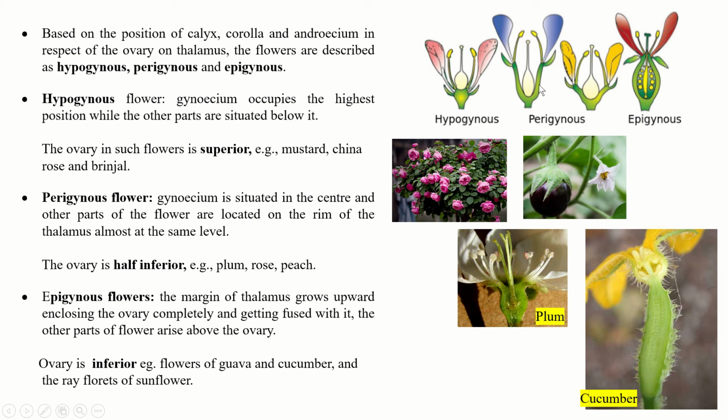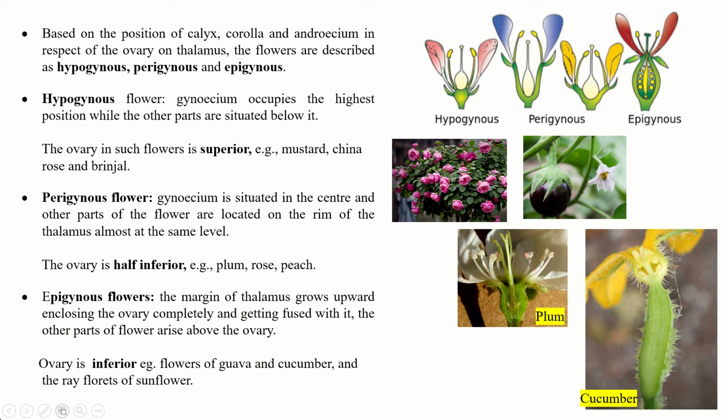So you can see here, it is not on top and also not totally below. So it is in the middle, so half inferior. Now examples of perigynous flowers are plum, rose and peach. Now you can see here plum. This is the thalamus and this is the ovary and these are the calyx and corolla. So it is a half inferior.